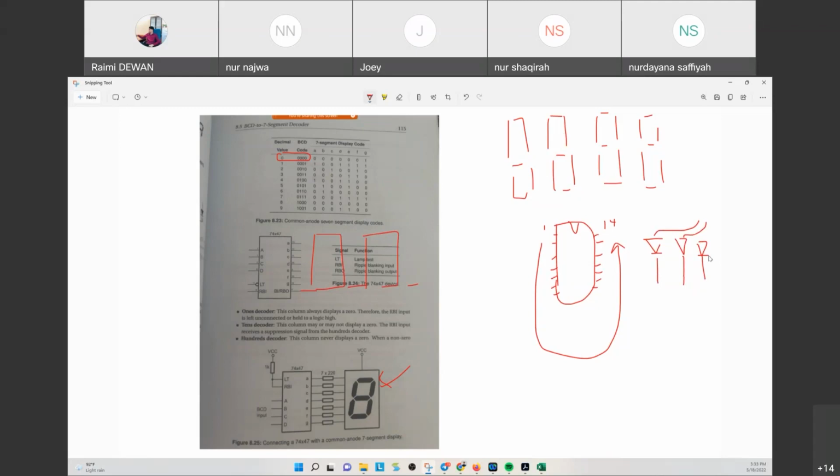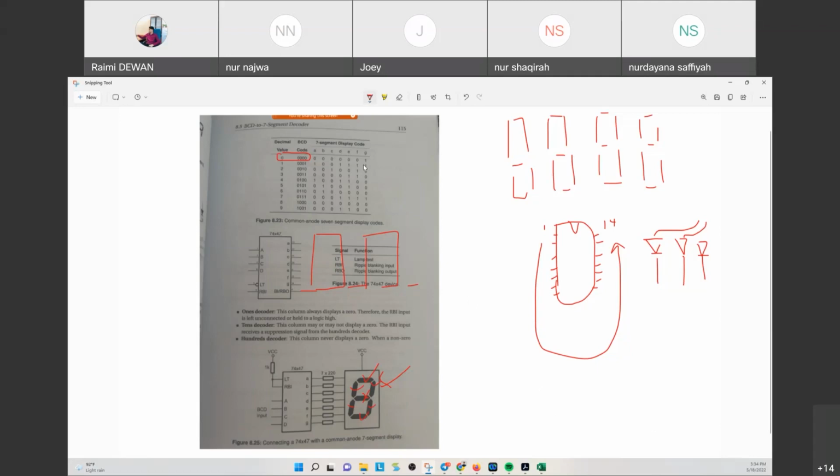If you want to display the number 0, this one will light up, this one will light up, this one will be on, on, on, and this one will be off. So how do you turn it off? For example, for the common anode, if you put 1 here, the G will not be lit up.